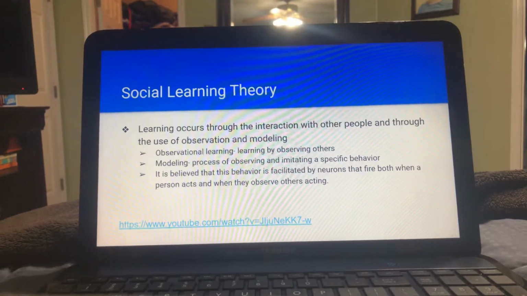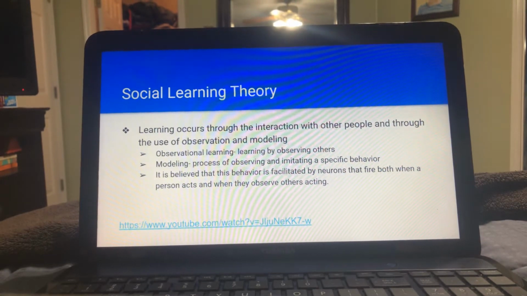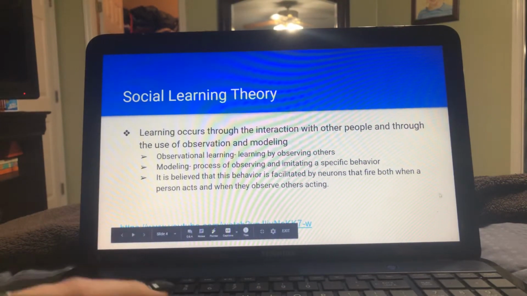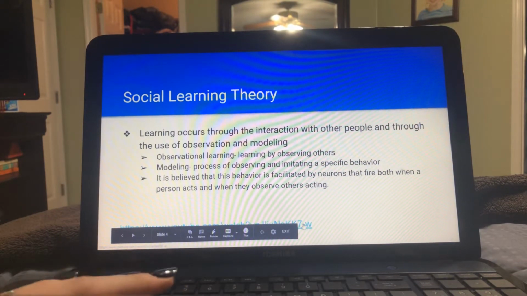Social learning theory: learning occurs through the interaction with other people and through the use of observation and modeling. Observational learning is learning by observing others. Modeling is the process of observing and imitating a specific behavior, and it is believed that this behavior is facilitated by neurons that fire both when a person acts and when they observe others acting. This video is a video of a professor further explaining observational learning.